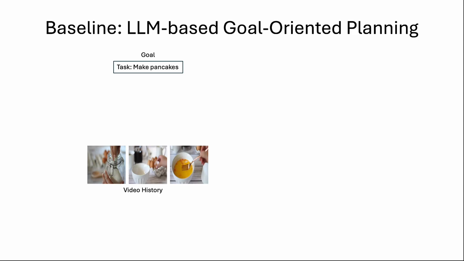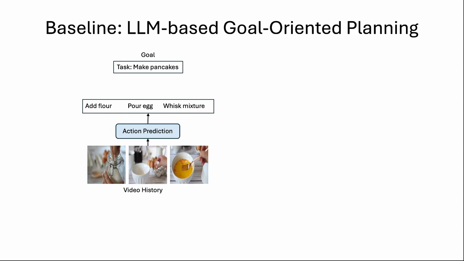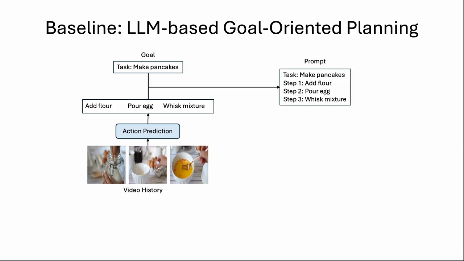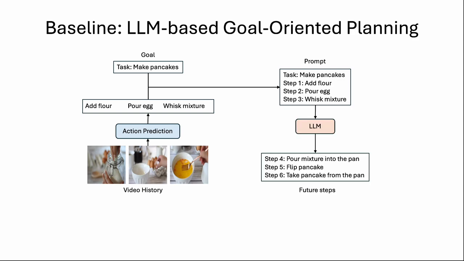First, we design an LLM baseline for goal-oriented planning. We follow the Socratic model approach to represent visual observations and goals for LLM-based planning. Specifically, we convert visual observations into text forms of action steps using prior action recognition models. Afterward, we prompt a state-of-the-art LLM, Llama, to predict the most probable subsequent actions.